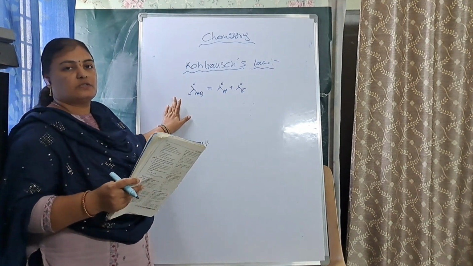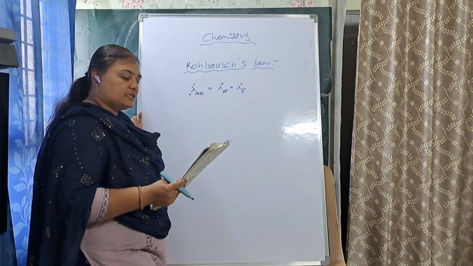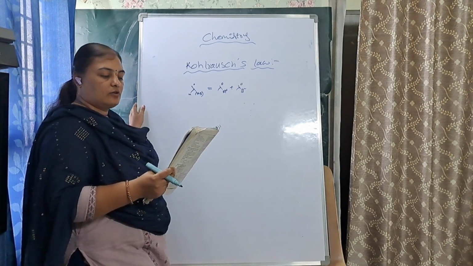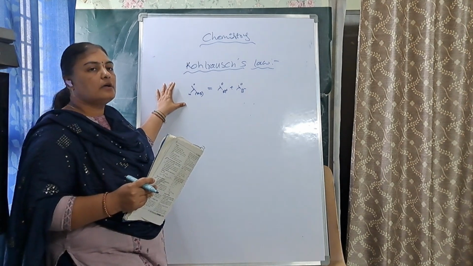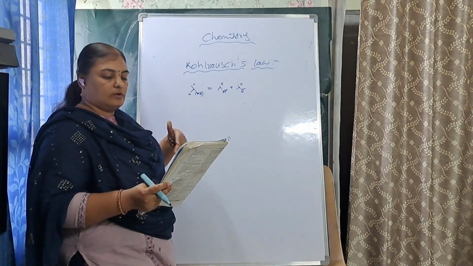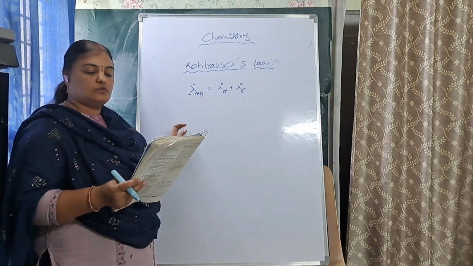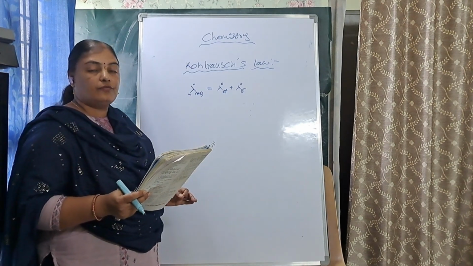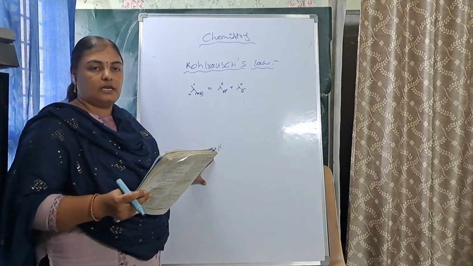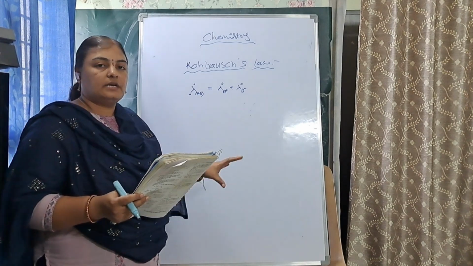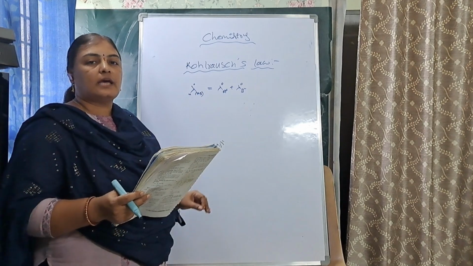This is the law. Now, the applications of this law. One is the calculation of molar conductivity in weak electrolytes. We can use this law to calculate for weak electrolytes, and it is used to find the degree of dissociation of weak electrolytes. In a weak electrolyte, we can calculate the degree of dissociation by using this law.